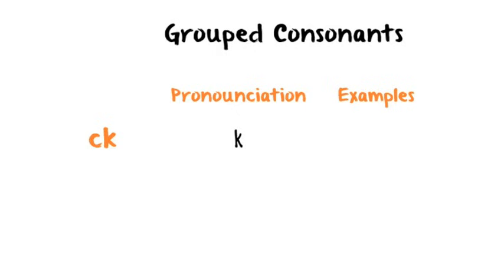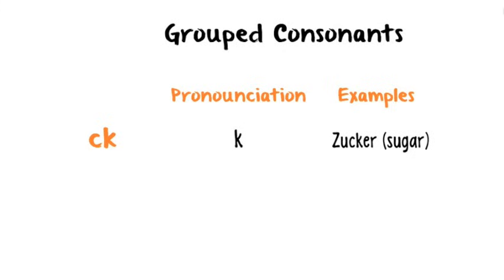Now let's have a look at grouped consonants. The first letter combination here is CK, which is simply pronounced like a K. Here we have the example of the word Zucker, which means sugar.